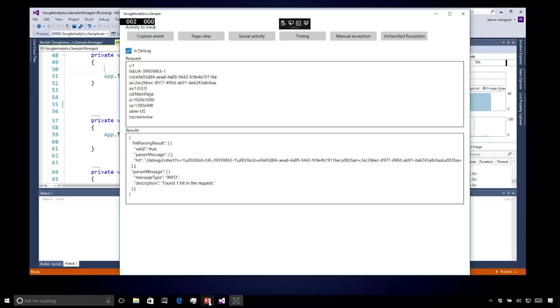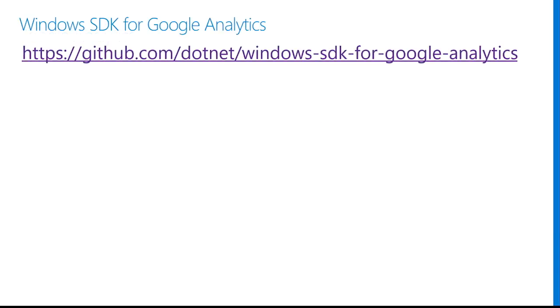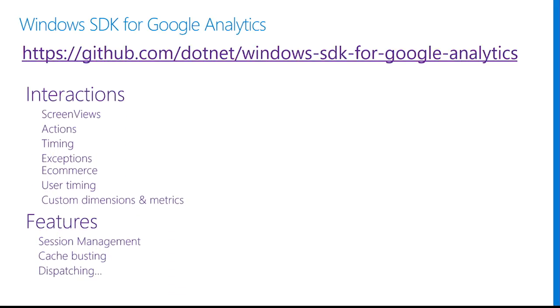Let's go back here and quickly recap a little bit about the SDK. So the SDK is open source. It's available from github.com/.NET Windows SDK for Google Analytics. We're part of .NET Foundation. That's why it's published through that .NET Foundation. With regards to features, we support everything that Google's measurement protocol supports. So all the interactions, screen view, timings, exceptions are all supported. And then we have complementary features that make the SDK work well, like cache busting or dispatching and session management.